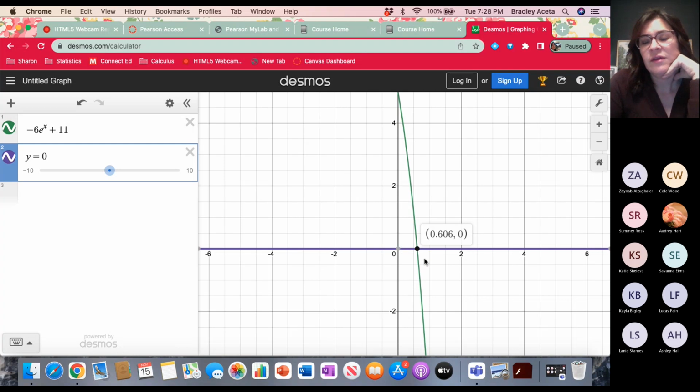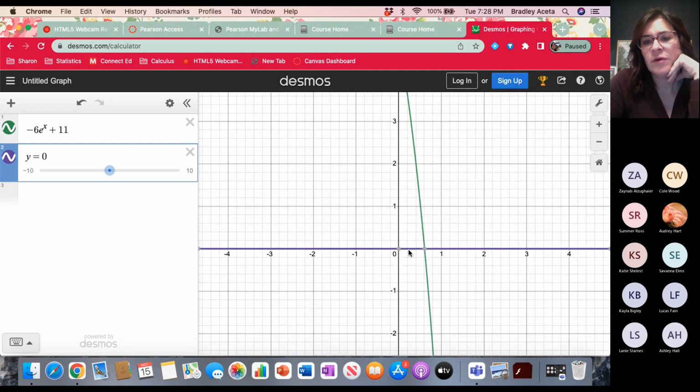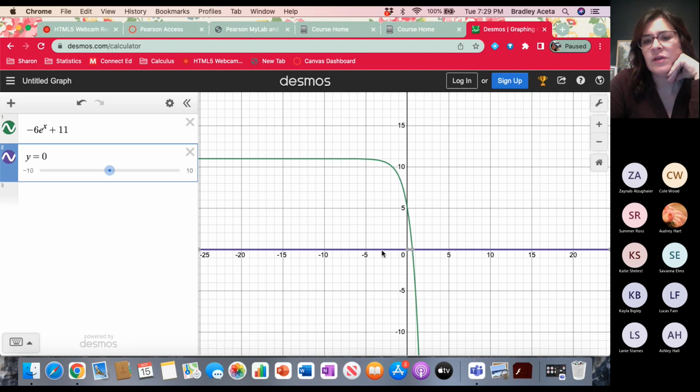Where the graph is below this purple line, where my green graph is below the x-axis, is from 0.606. And again, I know it looks like it's going just straight down, but it actually goes to infinity. So from 0.606 or the ln of 11/6 to infinity. So we did that right.